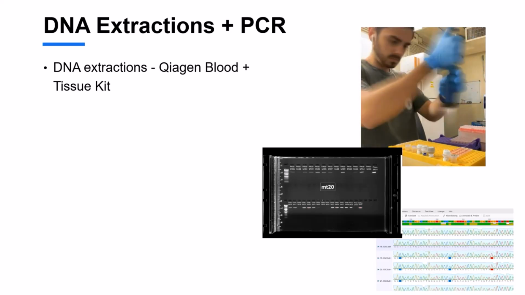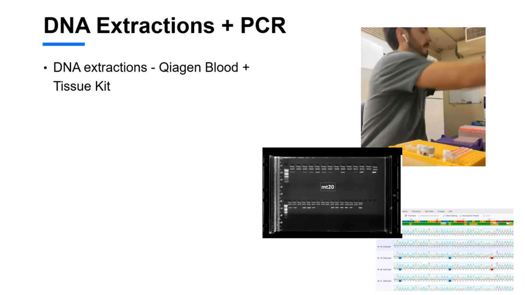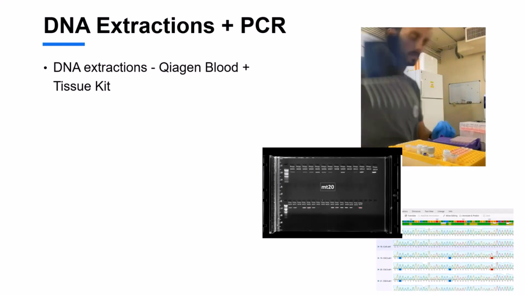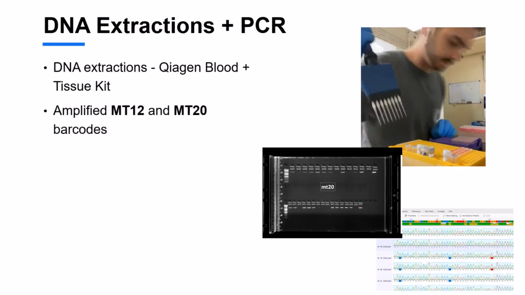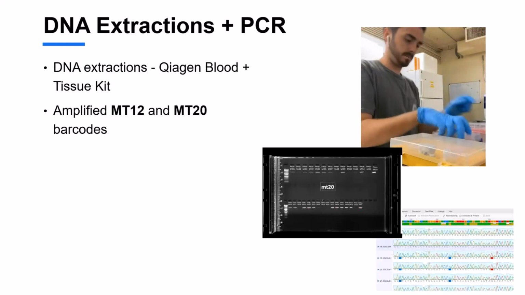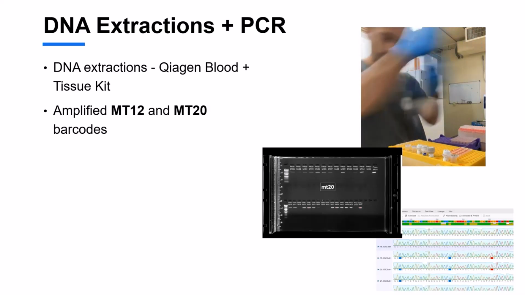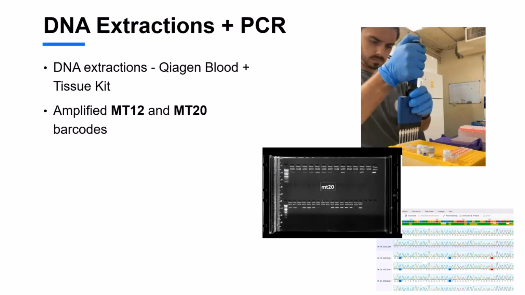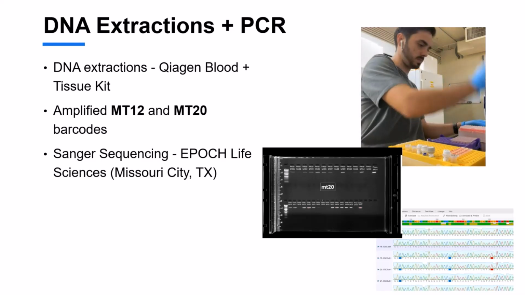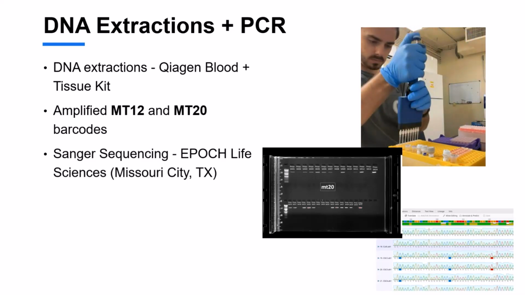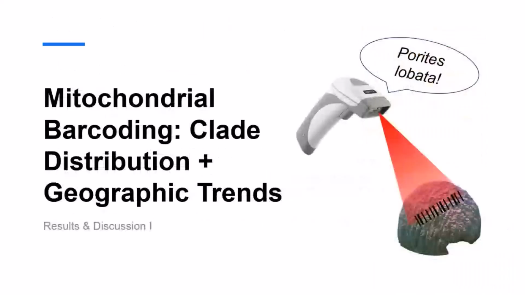And once we have all these samples in the lab, the first step is DNA extractions. So these were performed with the QIAGEN blood and tissue kit, and DNA extractions were assessed for their quality and quantity using electrophoresis and a Qubit fluorometer. Next, regions of the MT12 and MT20 mitochondrial genome were barcoded with PCR, and you can see an example of successful barcoding with that gel in the middle of the slide. So those bright white bands are successfully amplified barcodes. These successfully amplified barcodes were sent for sequencing at Epoch Life Sciences in Missouri City, Texas, and returned sequences were used for phylogenetic analysis in Geneious.